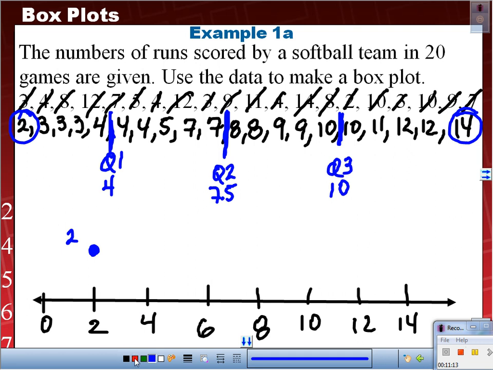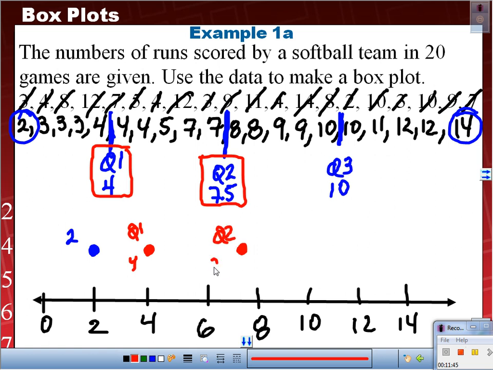Next, what is our Q1? Q1 is 4. So I go to 4. I go above that, plot my point, and let's label it. This is Q1, which is 4. Next, we go to Q2. What is Q2? 7.5. So it's 6, 8, 7.5 is about right there. Plot your point. Label it Q2, 7.5.